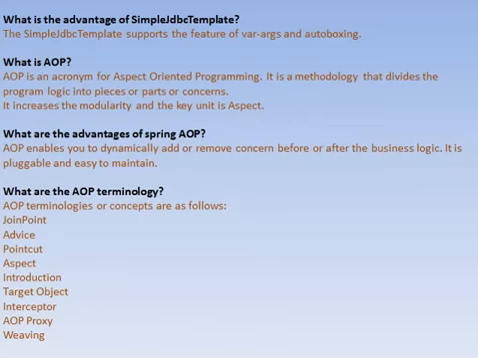What is AOP? AOP is an acronym for Aspect-Oriented Programming. It is a methodology that divides the program logic into pieces or parts or concerns. It increases the modularity and the key unit is aspect. What are the advantages of Spring AOP? AOP enables you to dynamically add or remove concern before or after the business logic. It is pluggable and easy to maintain.